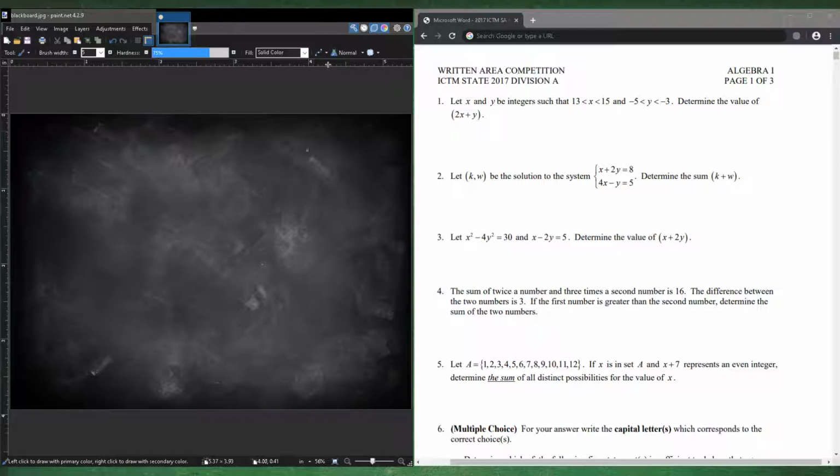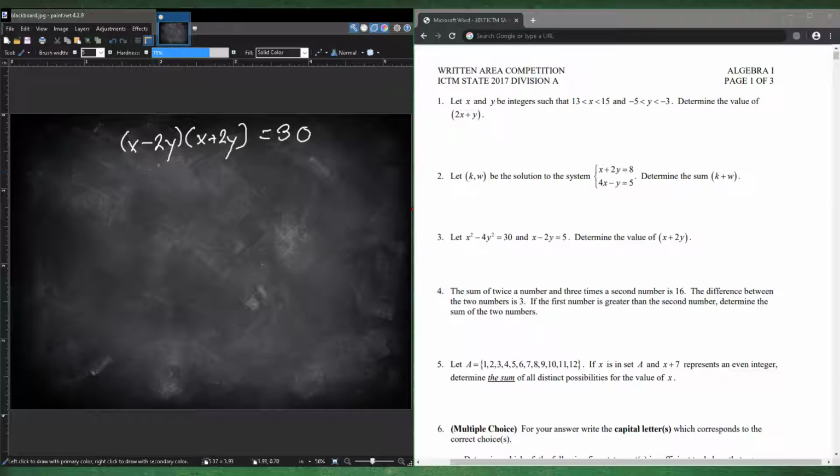Okay, number 3. Let x squared minus 4y squared equal 30 and x minus 2y equal 5. Determine the value of x plus 2y. Well, all you have to do is see that it's a difference of squares, so it can be factored. It'd be x minus 2y times x plus 2y, right? Because x times x is x squared, the middle terms cancel each other out when they're multiplied, and then the negative 4y squared. So that's equivalent, and that makes 30.